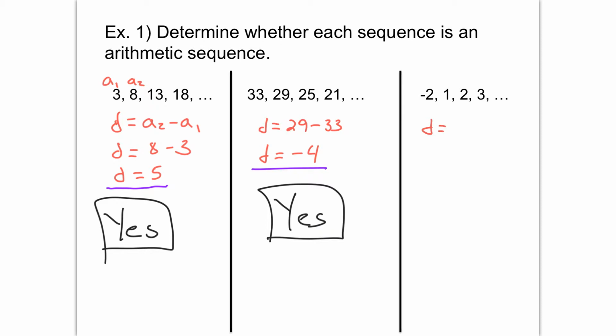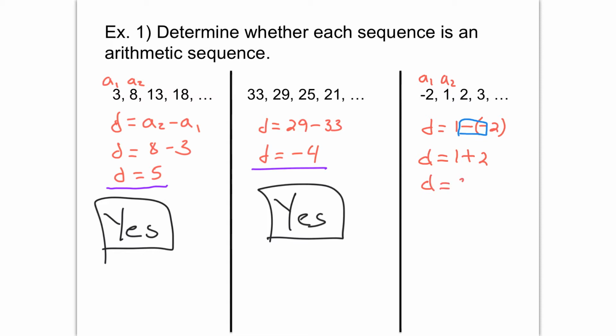I have 1 minus the first term. Now I'm going to label my first term and my second term so you guys know what numbers I'm looking for. Now my first term is negative, so I need parentheses, -2. I'm subtracting a -2. Notice we do have double negatives right here. So that means that we have 1 plus 2. Double negatives turn to a positive.